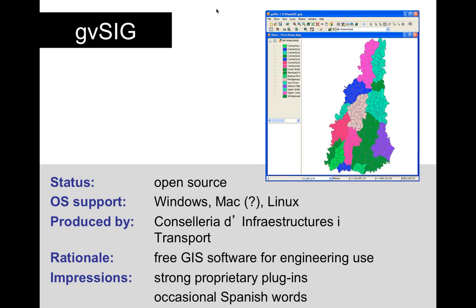And if you're wondering, SIG is GIS backwards, because in Spanish, the way that they would say it would be System of Information Geographic. So that's what the SIG is in the title.